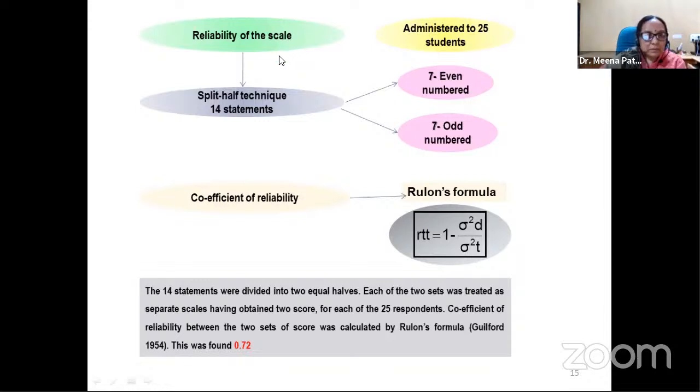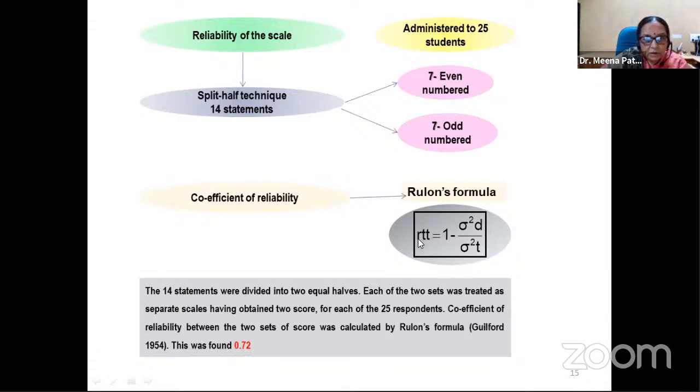Reliability of the scale is measured by the split-half technique. The 14 statements are divided into 7 even-numbered and 7 odd-numbered, and this scale is administered to 25 students. Those 14 statements are given to 25 students at a time, of which 7 are evenly arranged and 7 are odd-numbered. Now with this formula, we can measure the coefficient of reliability.